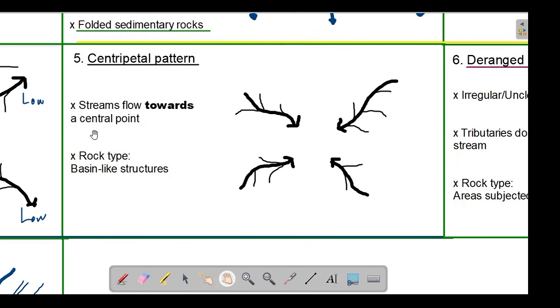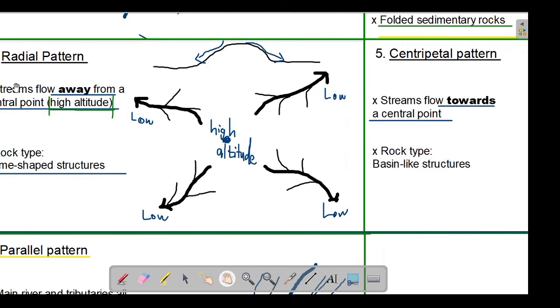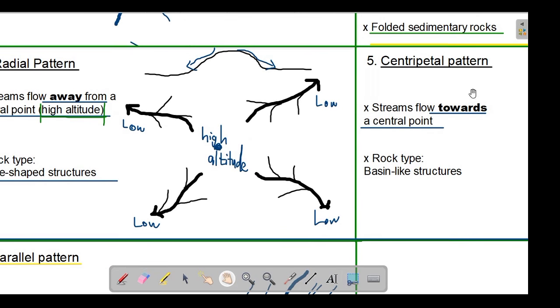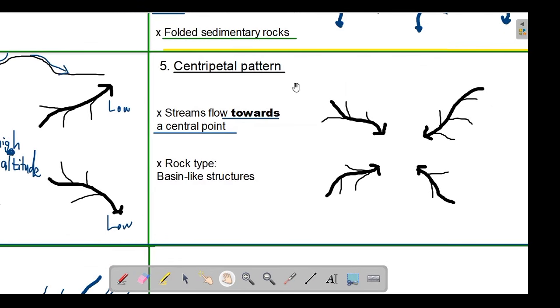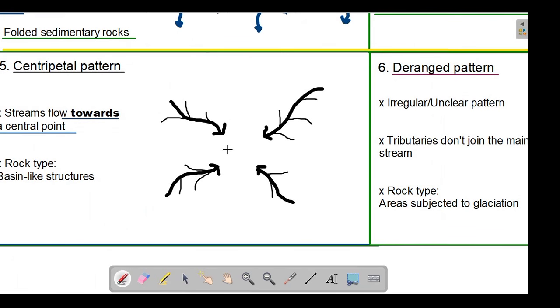The centripetal pattern, this is a pattern in which streams flow towards the central point. They are not flowing away from the central point like the radial pattern. Okay, so that's what makes them similar. Okay, in the centripetal pattern, these streams move towards a central point, and the central point is at lowest. It's at the lowest altitude, right? So the structure on which they flow is like the bathroom sink that you use. Okay, so it's a basin, right? It's a basin, it's a low point. So these streams flow towards that low point.